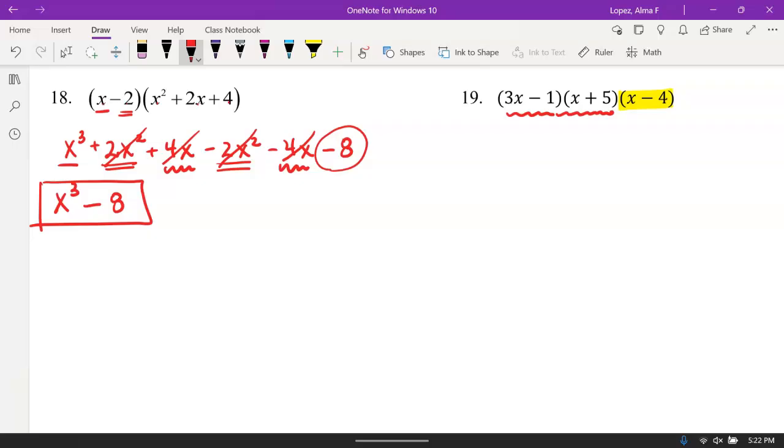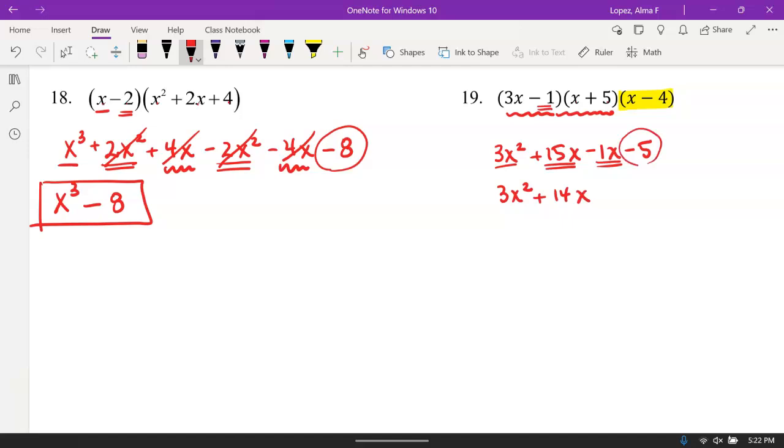3x times x is 3x squared. 3x times 5 is 15x. And then I'm going to scoot over and do the negative 1. Negative 1 times x is negative 1x. And negative 1 times 5 is negative 5. I'm going to go ahead and clean that up. The squared term is 3x squared, so I'm going to bring him down first. I've got two x terms. 15x and minus 1x is going to give me 14x.